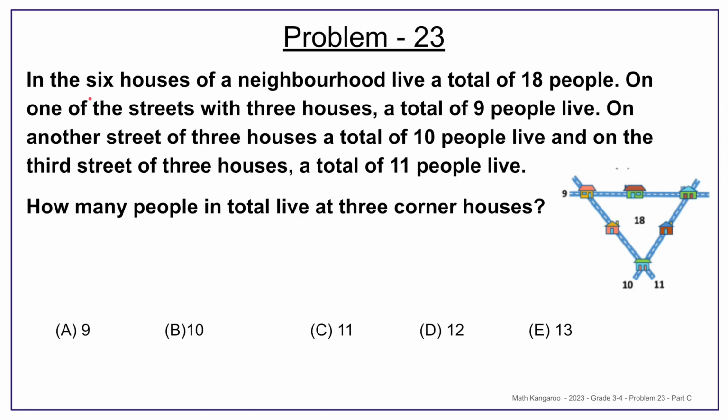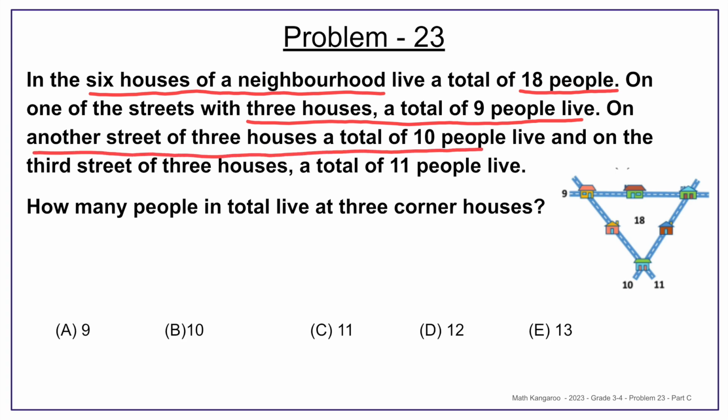Problem 23. In the 6 houses of a neighborhood live a total of 18 people. On one of the streets with 3 houses, a total of 9 people live. On another street of 3 houses, a total of 10 people live. And on the third street of 3 houses, a total of 11 people live. So this is the picture which we are talking about.